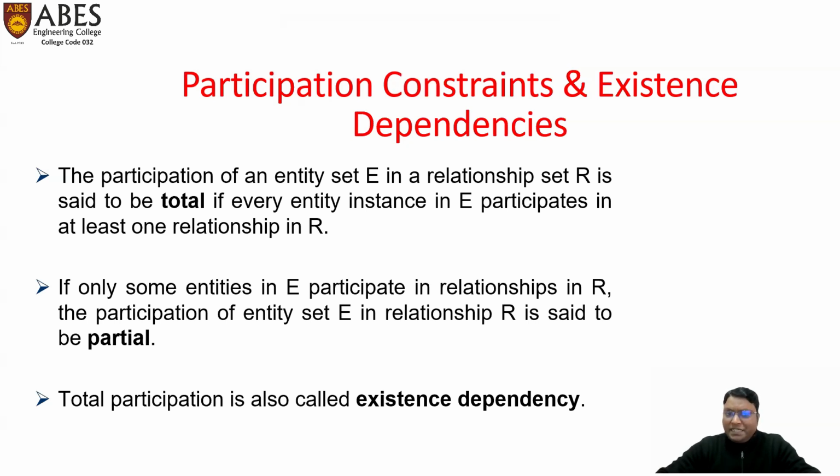If some entities in E participate in relation R, the participation of entity set E in relation R is said to be partial. Here, if some entities may not take part in the relationship, then this kind of participation is known as partial participation. Total participation is also called existence dependency. This is another name for total participation.